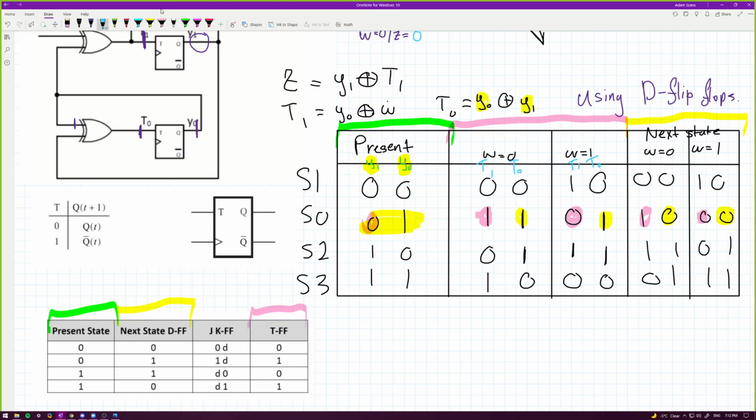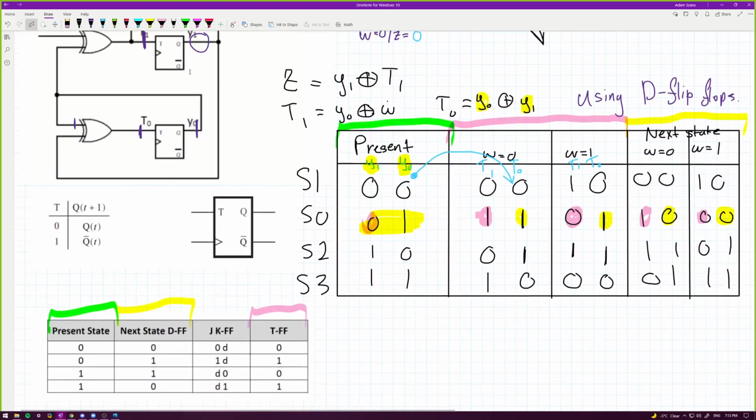So if we want to fill in this table, then we can just say, okay, I'm going from 0 to 0, so my next state should be 0 here. That's the logic that we're going with. Shouldn't that be under W equals 0? It's the same thing, you have 0 for both. Okay, only in this case it works for both, so it should all be right for W equals 0.